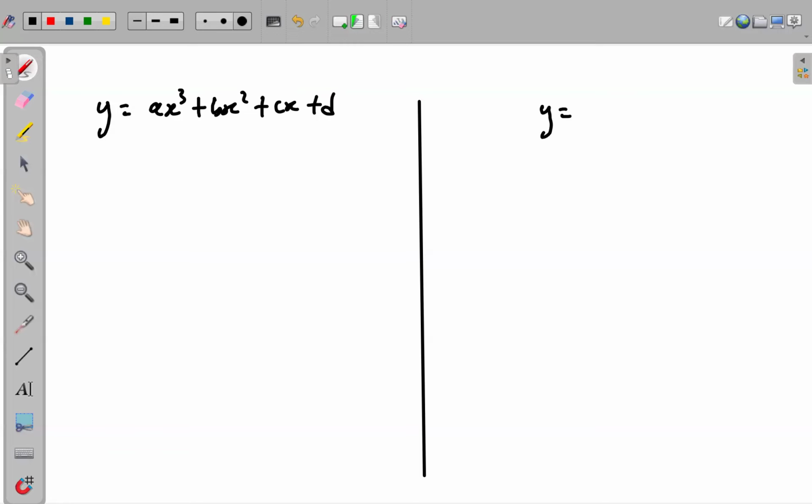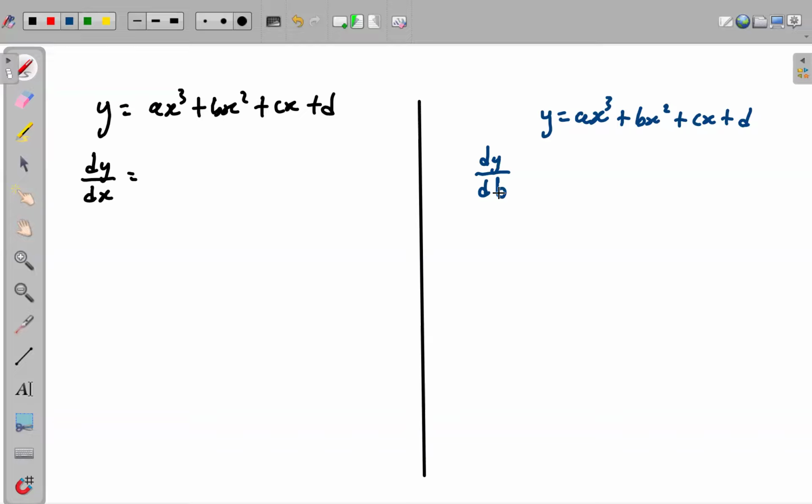So same thing, I'm going to write the same thing both sides. y equals ax cubed plus bx squared plus cx plus d. Now, I need you to be aware of the fact that asking you to find dy/dx is really different from asking you to find dy/db, let's say. These are two different things.